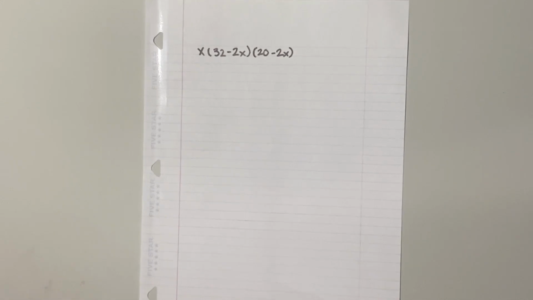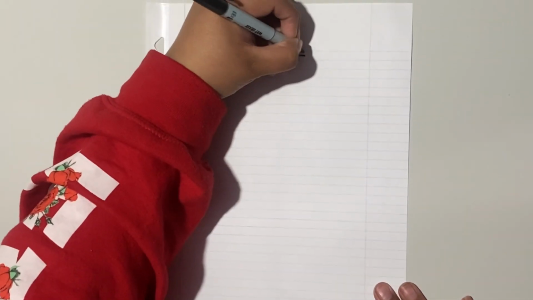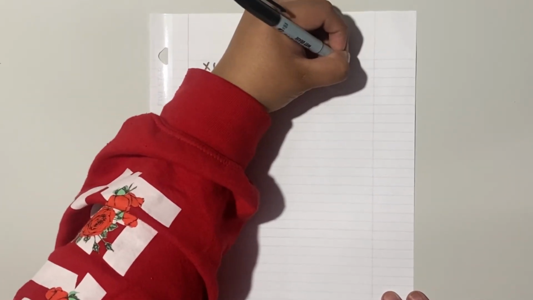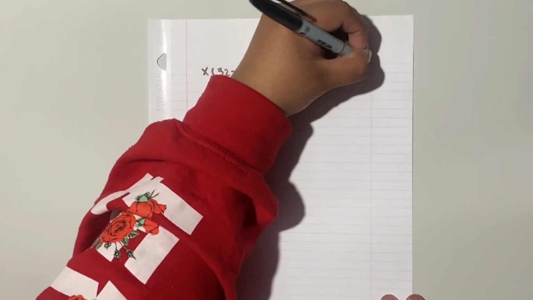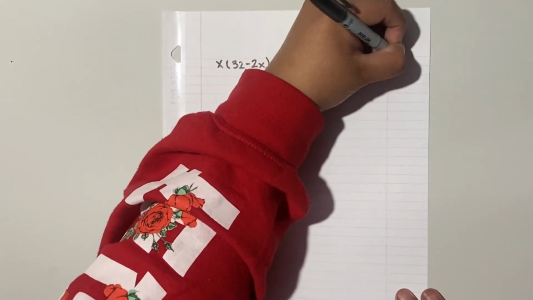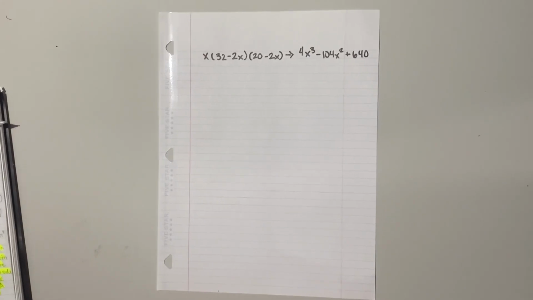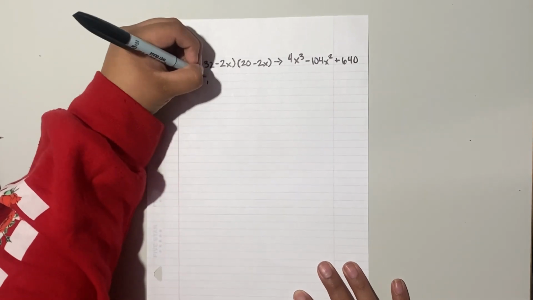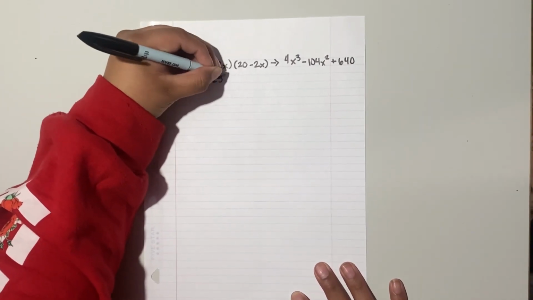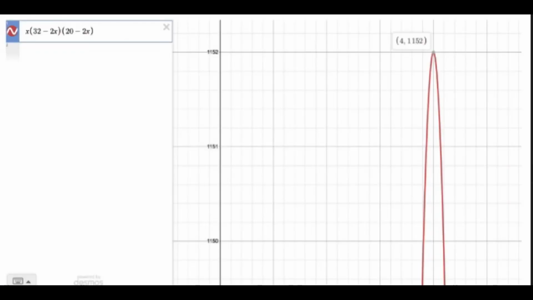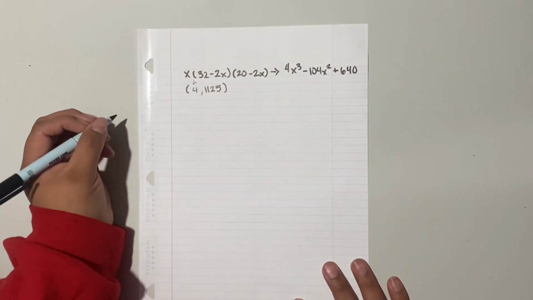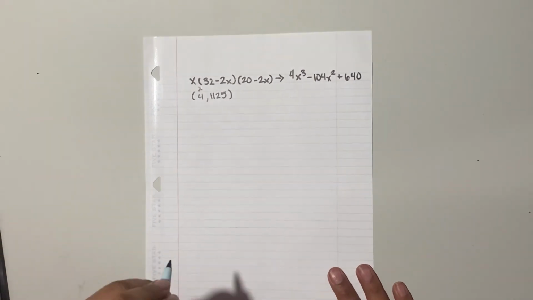With this polynomial, we could either put it into the graphing calculator as it is, or we could expand it by using FOIL. And then that gets us 4x cubed minus 104x squared plus 640x. Putting it into the graphing calculator, we get the points 4 and 1125. Four represents our x, so we're just going to fill in x with 4.